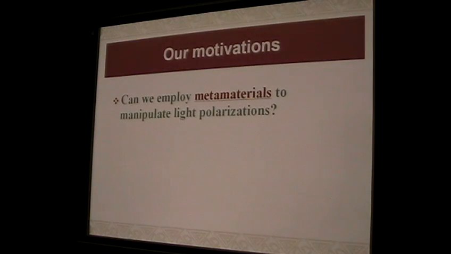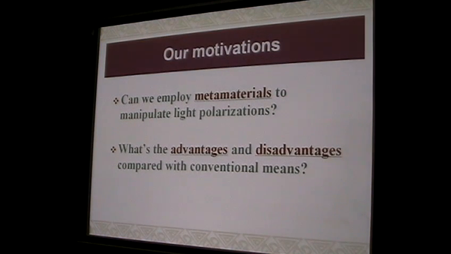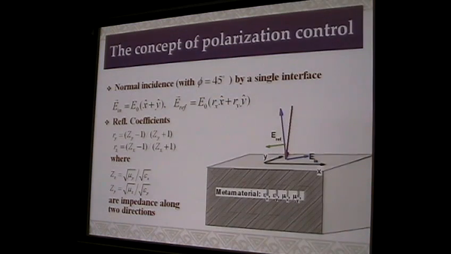However, now that we have metamaterials, and I have already introduced to you this morning that metamaterials have quite a lot of anomalous properties. So the question is, can we employ metamaterials to manipulate light polarizations? If we can, what are the advantages and disadvantages compared with conventional means? This is our motivation.